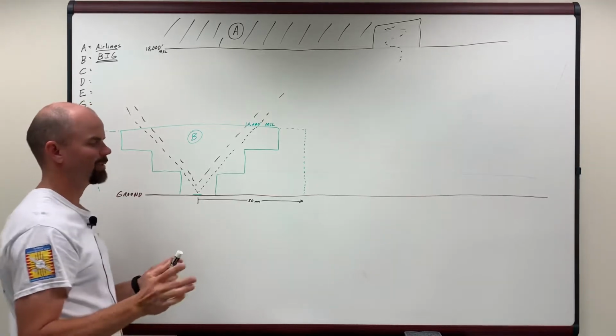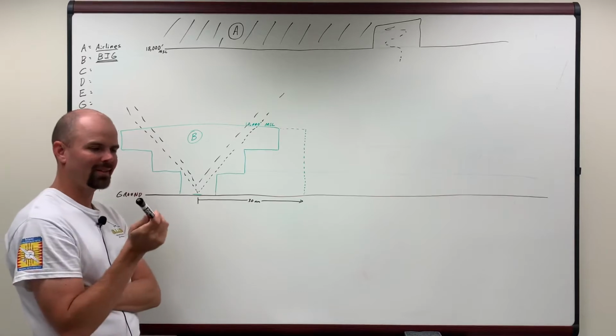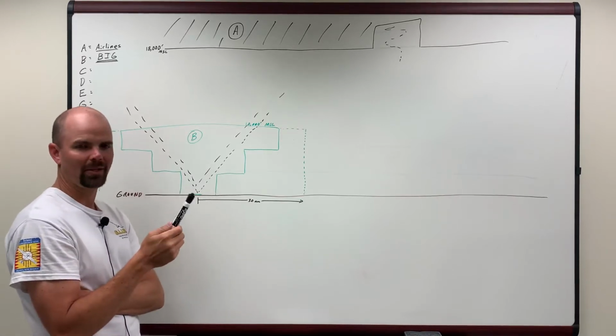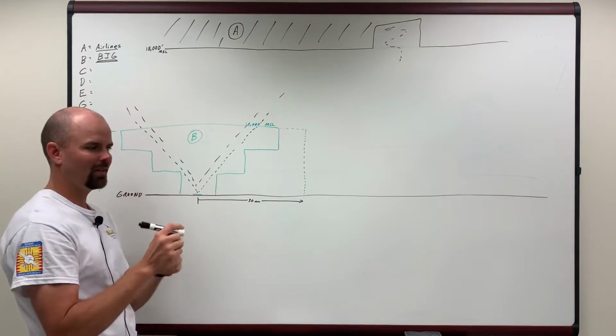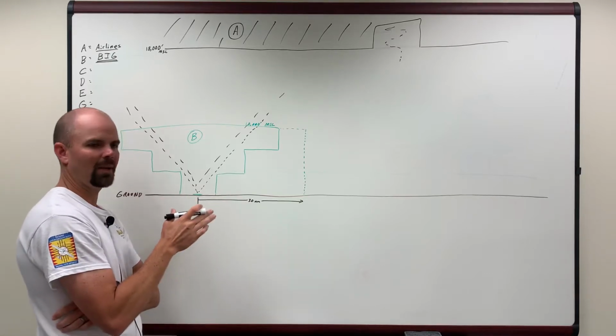Actually, let me back up. Gliders have an exception to this. Gliders are not required to have a Mode C transponder. They currently have an exception. The regs say that all aircraft have to have it, but gliders are an exception to that.